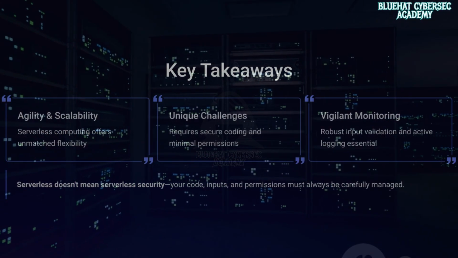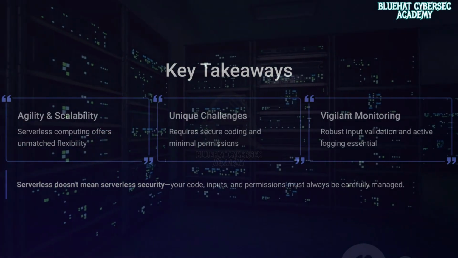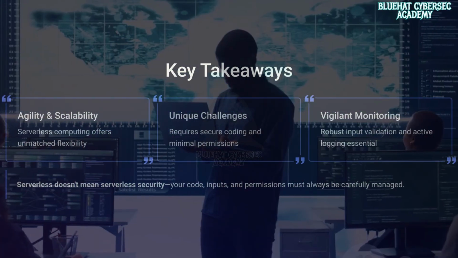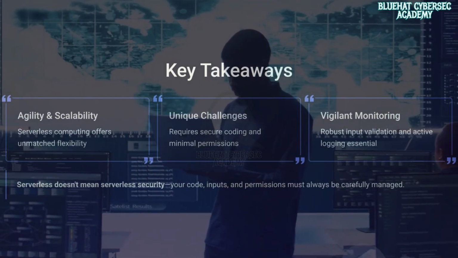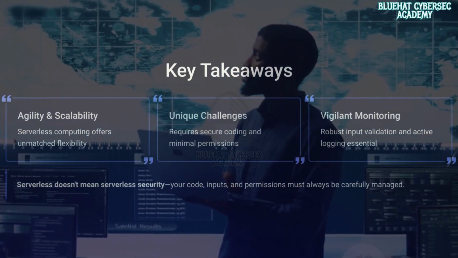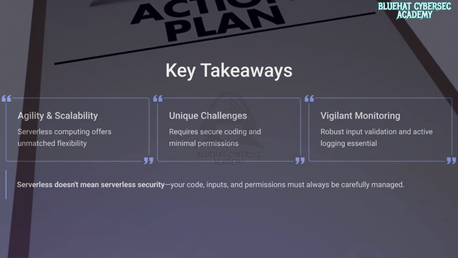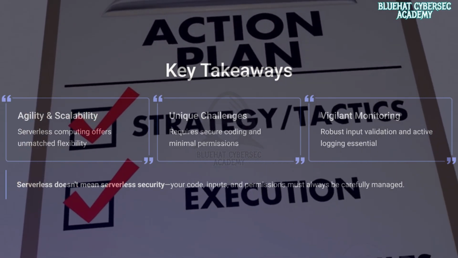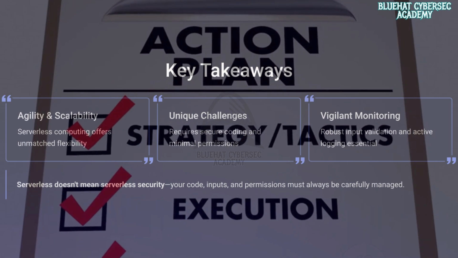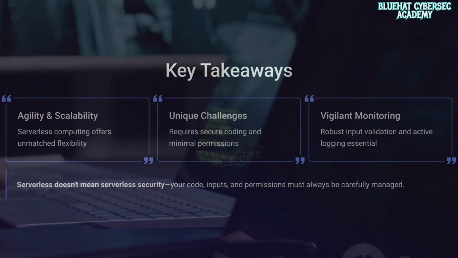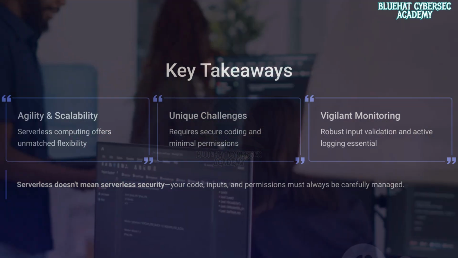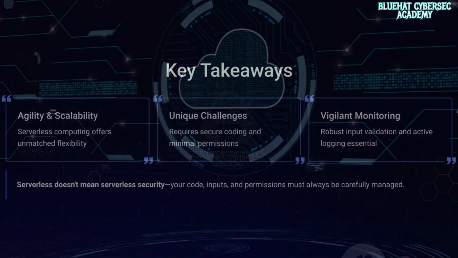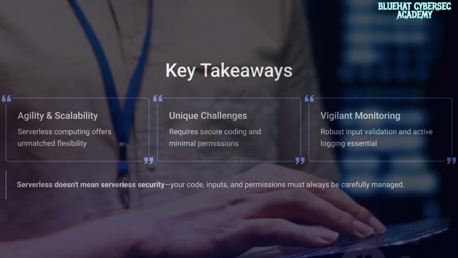So in conclusion, serverless computing gives you unmatched agility and scalability, but it comes with unique security challenges. Protecting AWS Lambda, Azure Functions, and other serverless platforms requires a combination of secure coding, minimal permissions, robust input validation, and vigilant monitoring. Remember, serverless doesn't mean serverless security. Your code, inputs, and permissions must always be carefully managed.